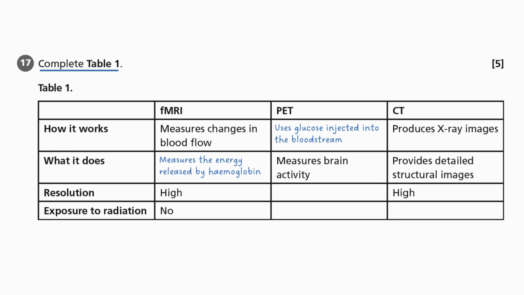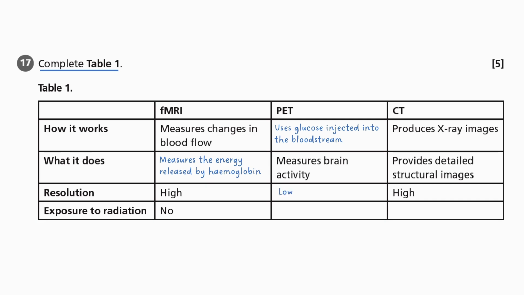And then resolution is basically about how good the quality of the picture is. So in fMRI, there's a high resolution. And in a CT scan, there's also a high resolution. But in a PET scan, the resolution is low.